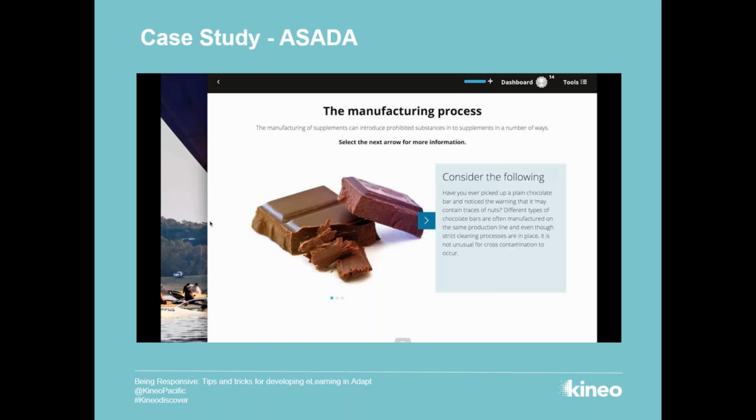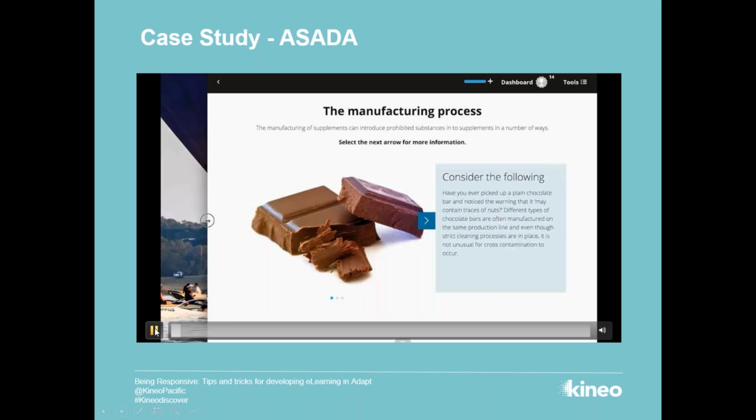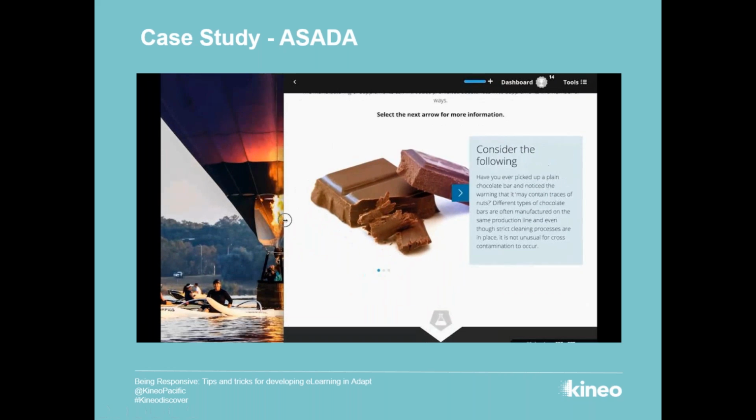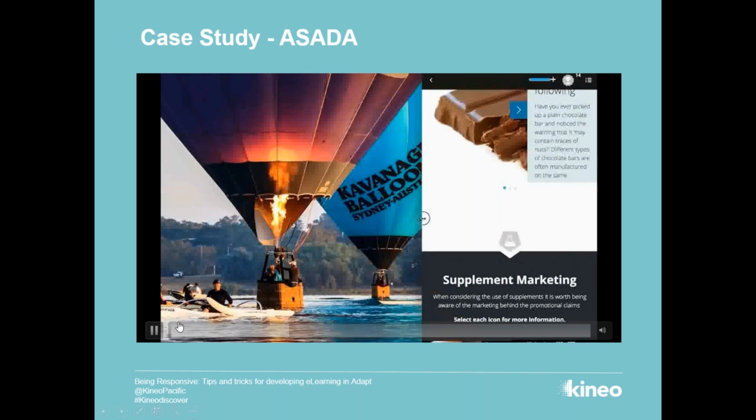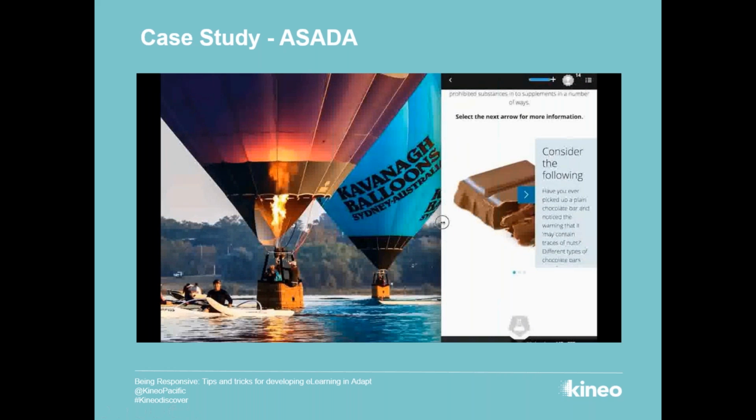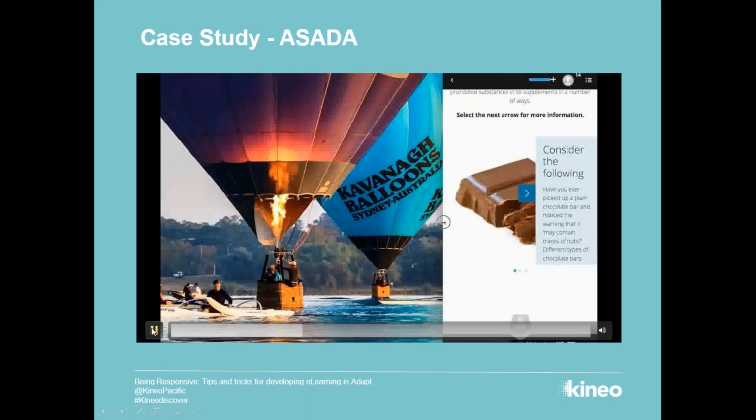Now, this is a little screenshot that I did a little while ago. This is actually from the ASADA Level 1 Anti-Doping course. And if my computer guys can just play that little video for me, what you'll actually see is where we cross our fingers and hope it works. Here we go. What you can actually see here is that as the screen gets smaller, the content shifts and moves around to actually fit into that particular screen size.